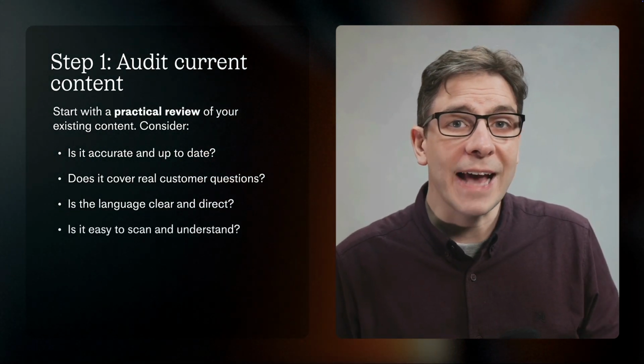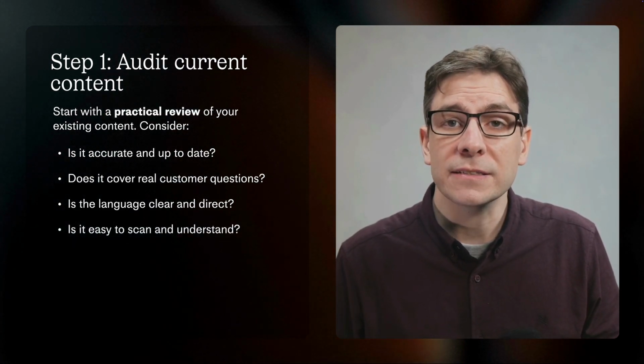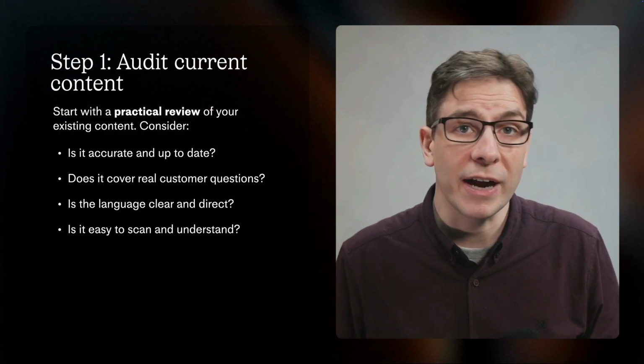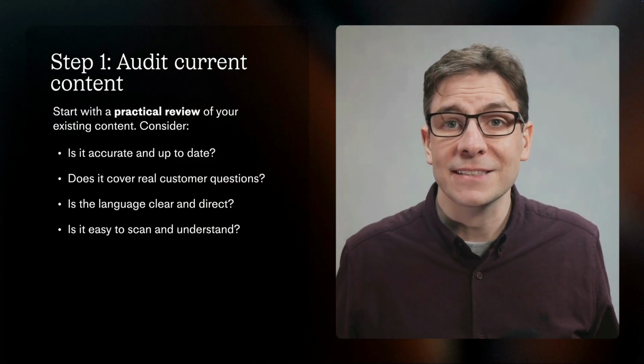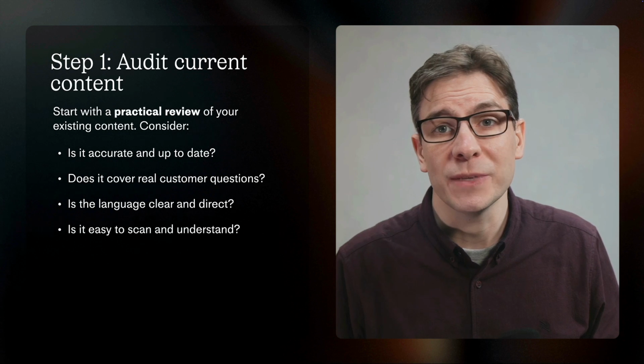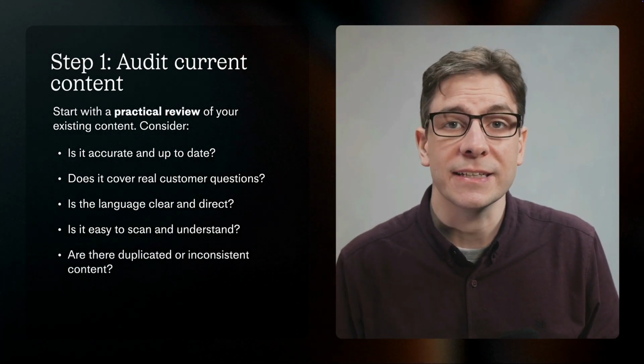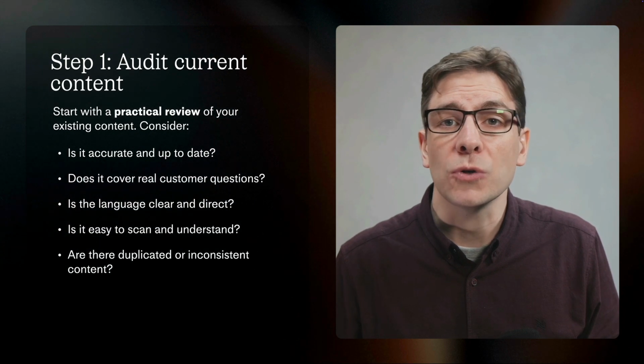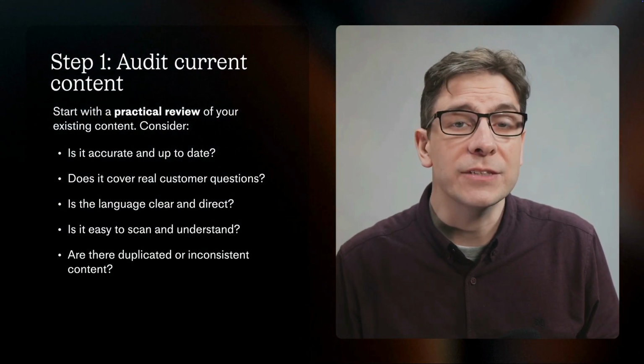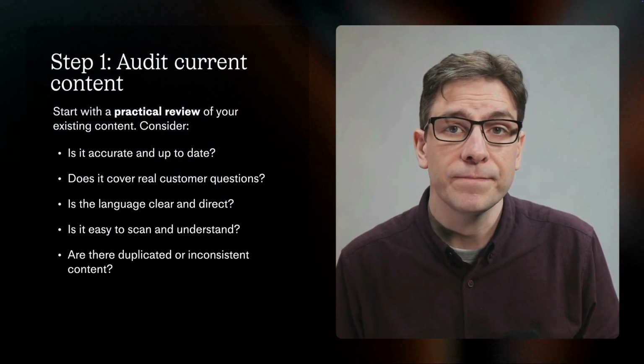Then, is it easy to scan and understand? Use headers, bullet points, and short paragraphs. Long blocks of text can be tricky for both AI and humans to read. Then, are there any duplicates or inconsistencies? Overlapping articles or conflicting information can lead to inconsistent results.